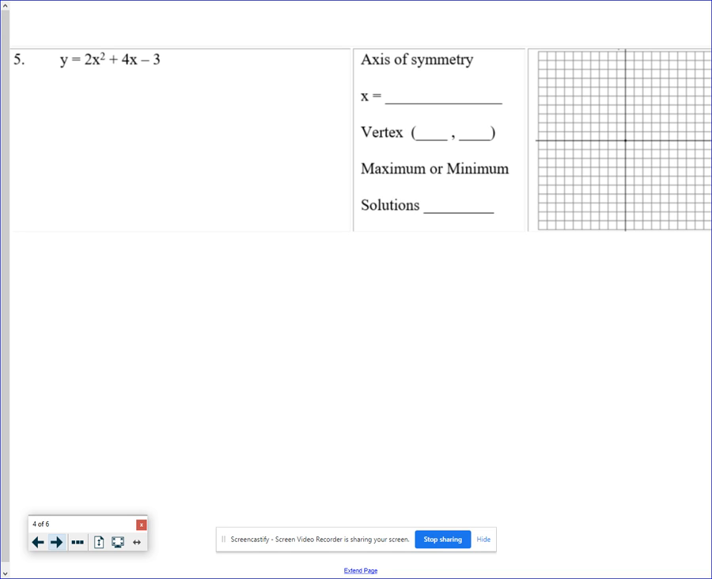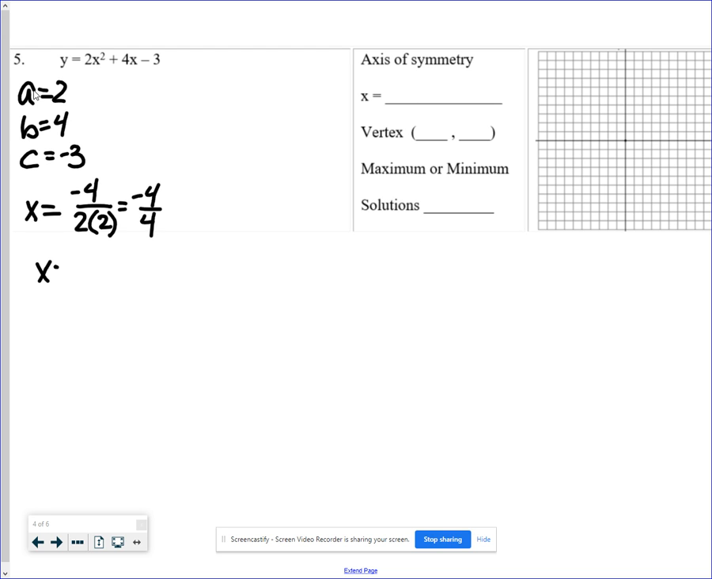Number 5, so this is now on the back side of your graph. When I find my A, B, and C, A is 2, B is 4, C is negative 3. My axis of symmetry is going to be the opposite of B, so negative 4 over 2 times A, which is 2. So I would have negative 4 over 4, x is going to be equal to negative 1. That's my axis of symmetry. That's also where my vertex will start. I could draw in my axis of symmetry.